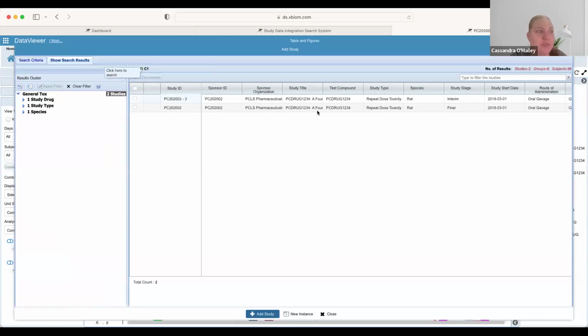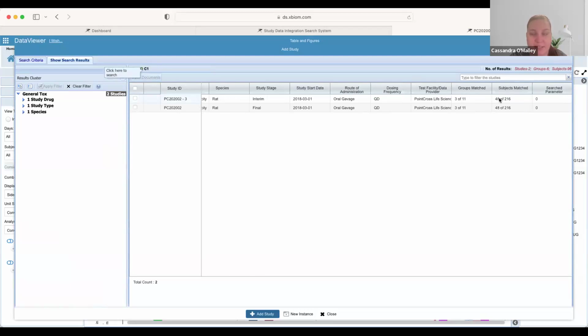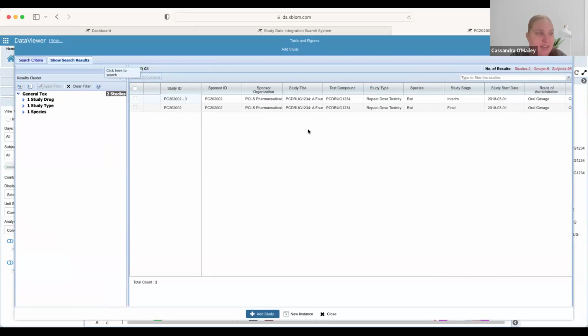And I see that there were two studies that matched my search parameters, in that they're both the Sprague-Dawley rats and that they have that greater change from the group mean in the bilirubin. I scroll to the right and I see that there's a second study that did match: 48 of the 216 subjects were found to be within that range. Now, this study is actually just a second version of one of the ones that we looked at. This is an interim version of that final data set. So we're going to move on.